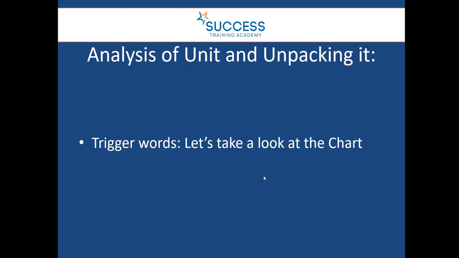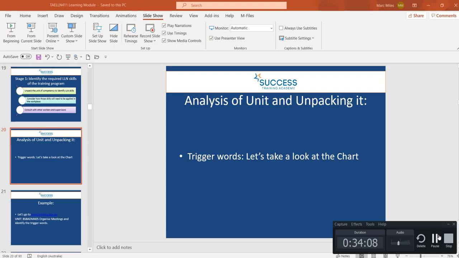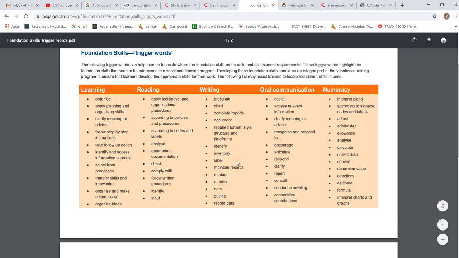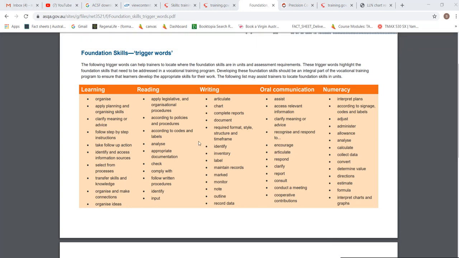So we need to look at a unit and identify things called trigger words. What I want to show you now is essentially a chart that has suggested trigger words that we can use to help us unpack a unit of competency and identify the required LLN skills, or the different levels that may be required within that unit. I'll show you how we do that in a second, but first of all, I want to introduce the concept of trigger words to you.